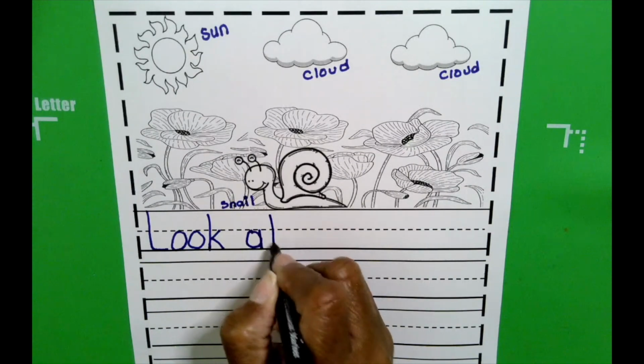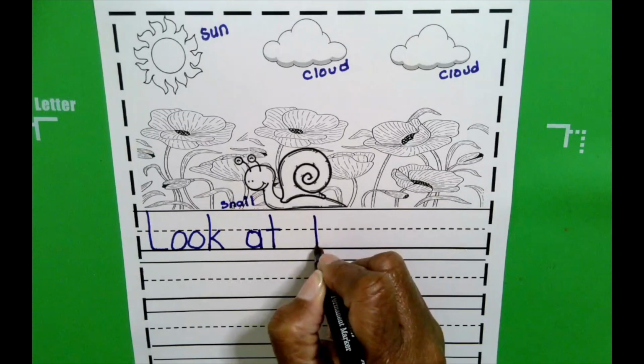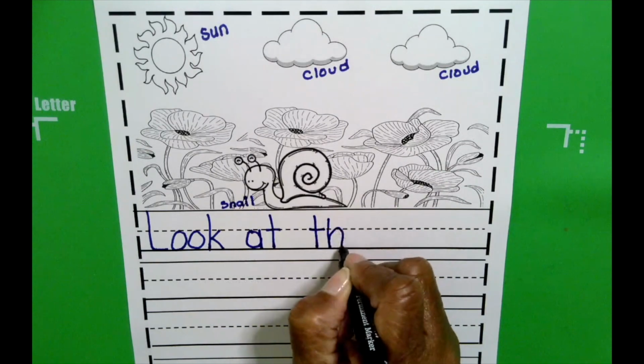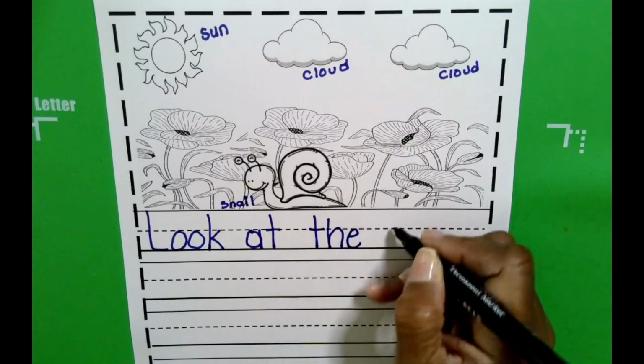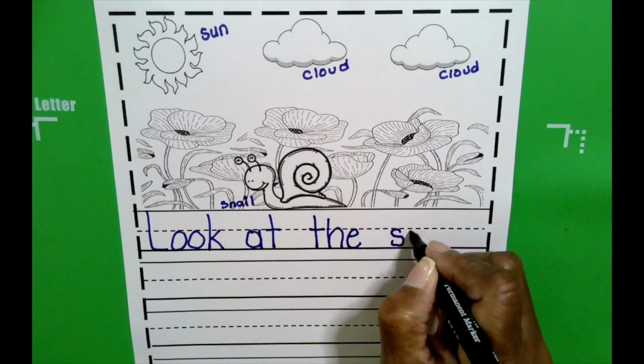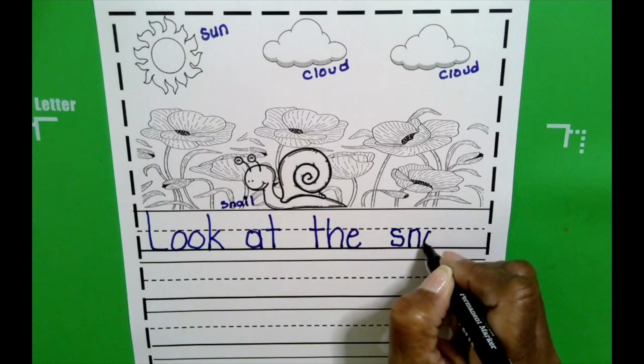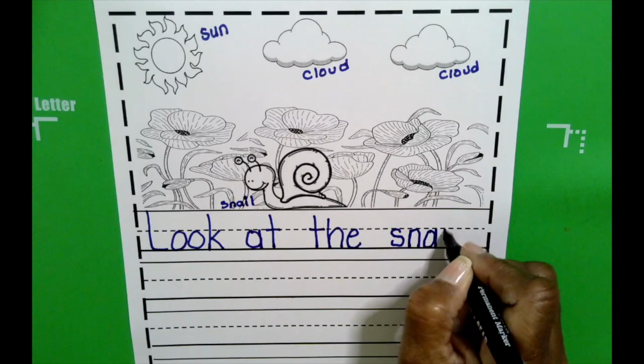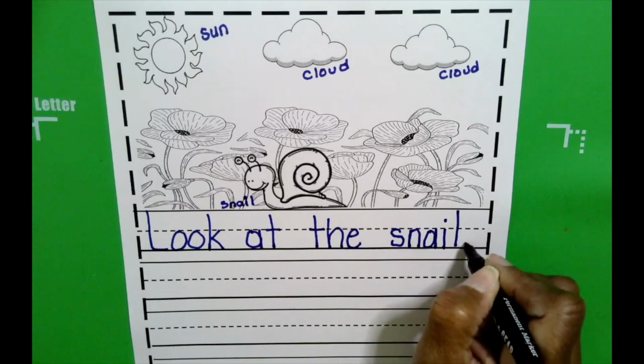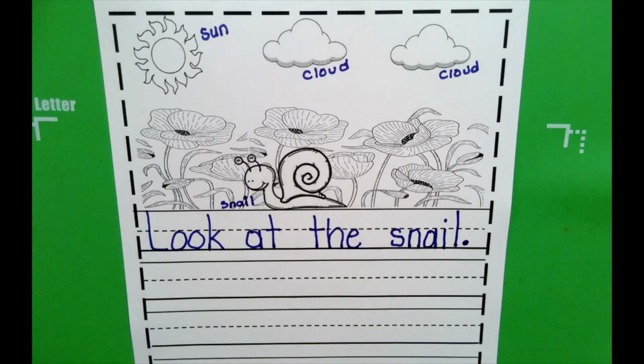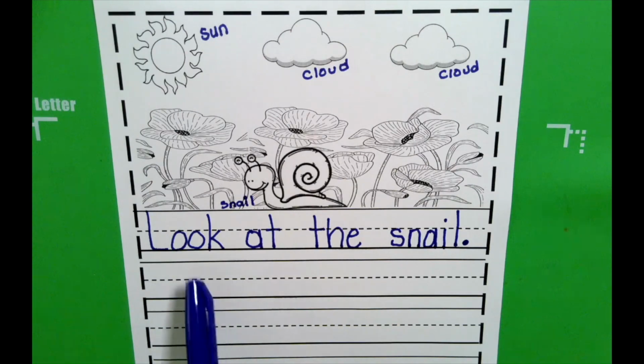Look at the snail. And every sentence begins with what kind of letter, boys and girls? I hear you. Begins with the uppercase letter. And it ends with a period. Look at the snail. Your turn. And that's your cue. Remember, when I say your turn, that means it's time for you to read. Look at the snail. Your turn.